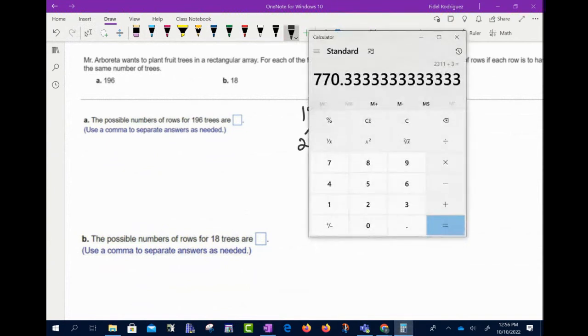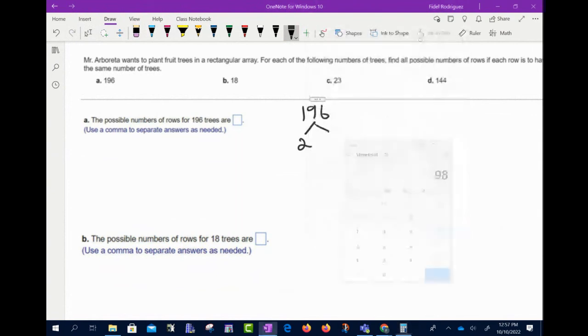So 2, I know I can divide it by 2. 196 divided by 2 is 98, okay? And then we're going to divide that by 2, and that should give me 49. And we can divide that by 7, and that's going to give me 7 and 7. Okay, what we're going to do here, y'all, we're going to play a game. We're going to find all the numbers that we know multiply to 196.